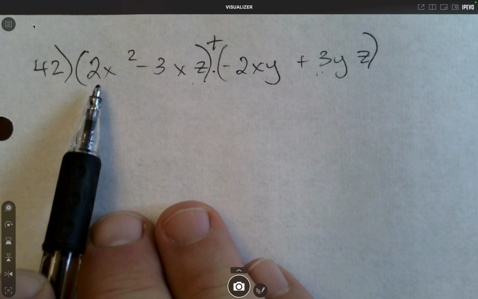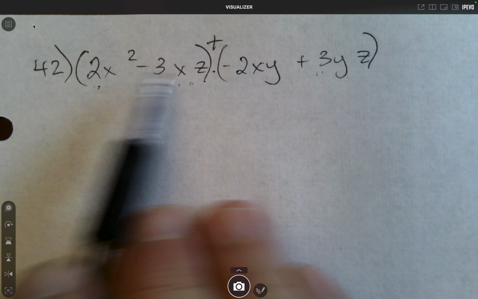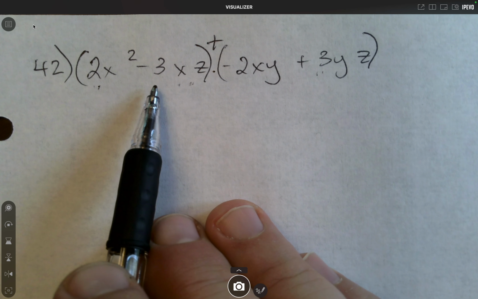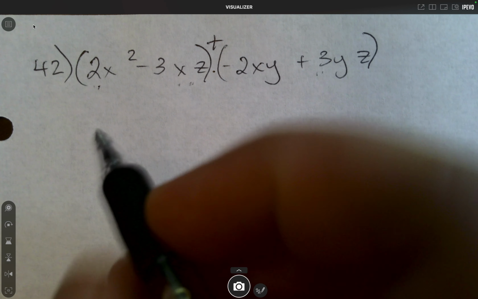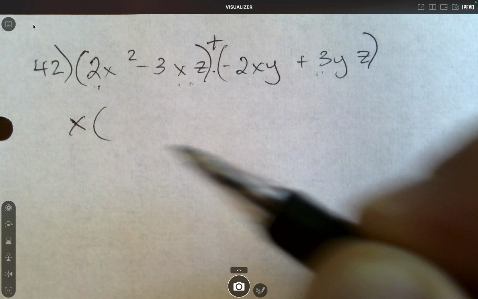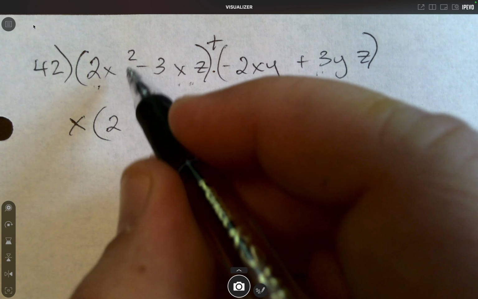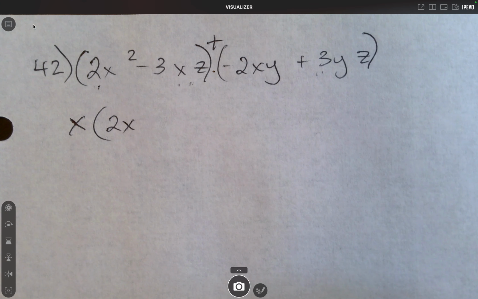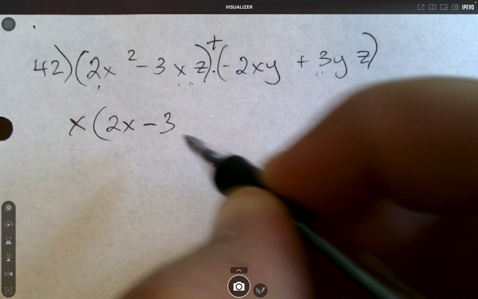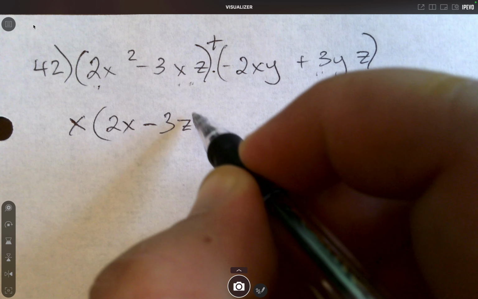So I look here and look to see what these two have in common. There's no number they have in common other than 1, but they do both have an x, so I can pull an x out front. So that leaves the 2, and I take one of the x's away, leaving just 2x. That leaves the 3, takes the x away, so all that's left is the z.